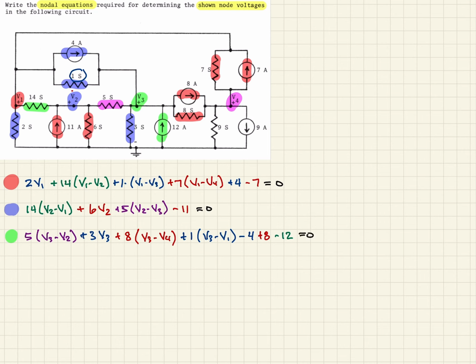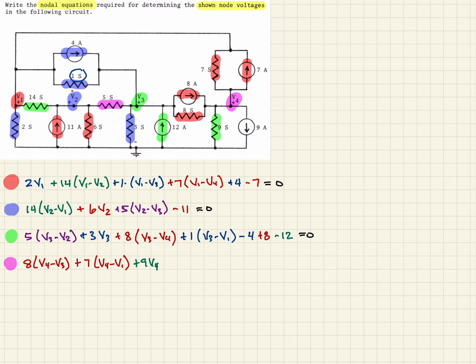So finally we move on to node 4, which we designated as purple. So here we've got 2 red resistors. We've got an 8 and a 7, so we'll just write them both real quickly. So the 8 is going to be 8 times V4 minus V3, difference in the voltages. And then we have the 7, which will be V4 minus V1, the difference in those voltages. And then we will have this 9 Siemens resistor. And so that's going to be plus 9 times V4, because it just goes to ground. And so that's all the resistances.